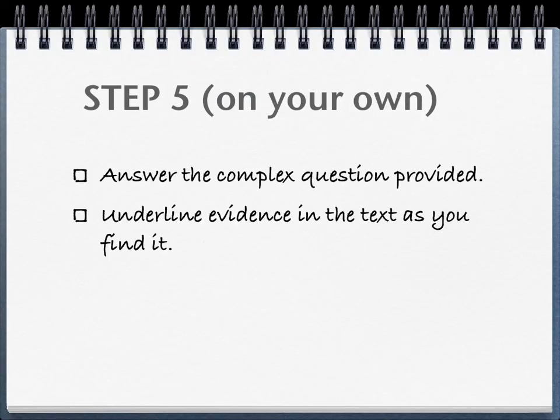Now you're ready to move on to step 5, which is answer the complex question provided. That is on the back. Go ahead and flip over your paper and read that question. And you can underline evidence in the text as you find it. Make sure to use at least 2 pieces of evidence, at least. Use evidence-based terms, and don't forget to repeat your question at the beginning of your answer. If you have any questions, please raise your hand and I will help you out.